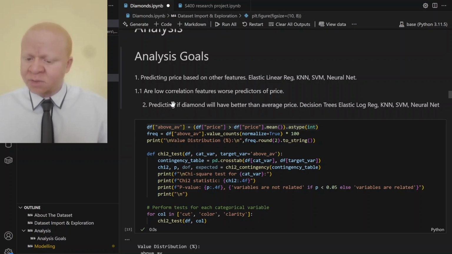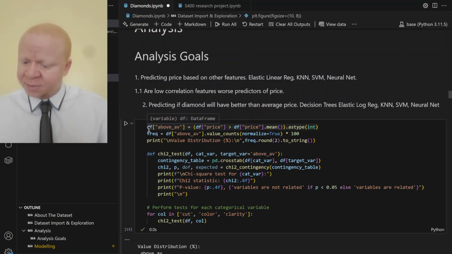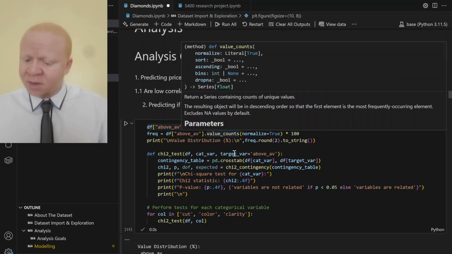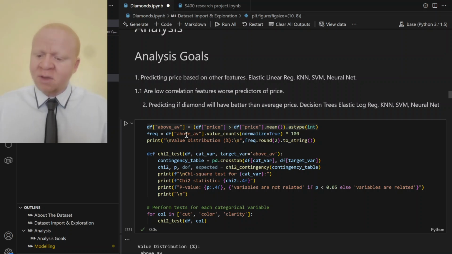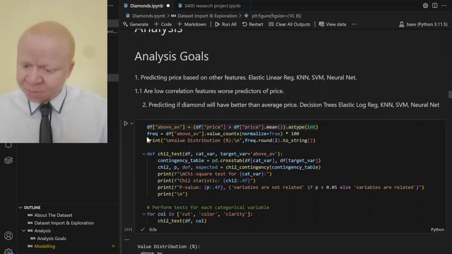We then do a new column, we predict if diamonds will have a better than average price. This is going to be my categorical prediction. So to do that, I create a new column called above average, which is 1 if the price of a row is greater than the mean price or the average price, and it's 0 if not. We use this to predict whether or not a diamond will have above average price.